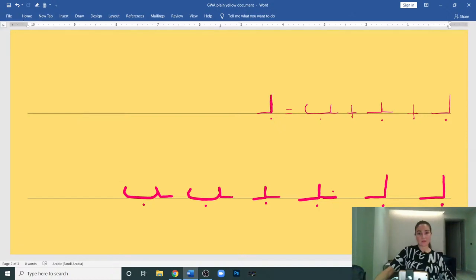So again, this is the ba, and this is the middle form of the ba, and this is the final form. If I want to join them, I don't remove my hand again. 1, 2, and 3. Then you put your dots. Ba, ba, ba. Okay?